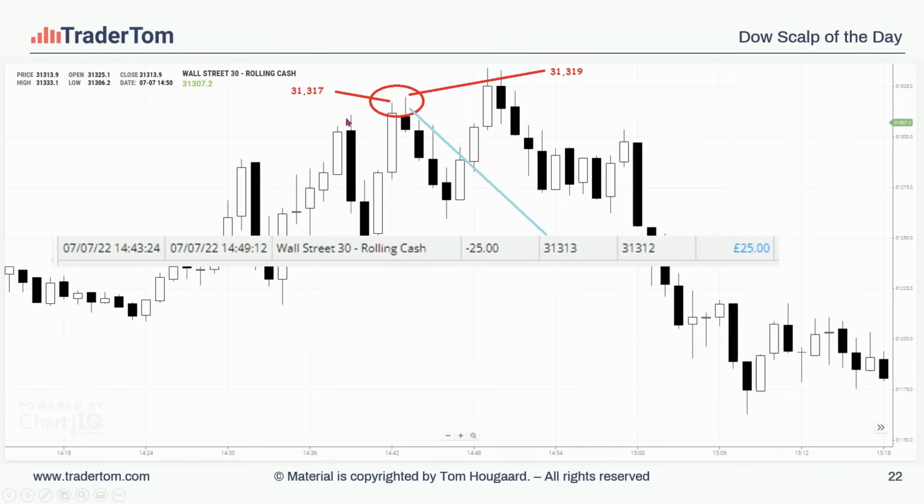But let me show you the actual trade. The high here is 31,317. And I short at 31,313 because I'm taking the bet that we have just seen the high. So it's a beautiful entry. I'm holding the position for about 6 minutes. The market moves all the way down here, and then it stops me out, and I just get a 1 point profit.